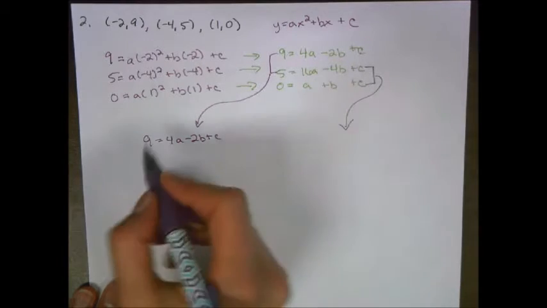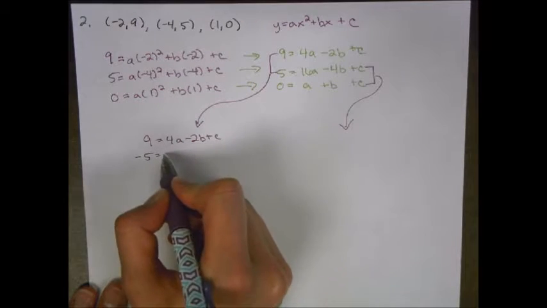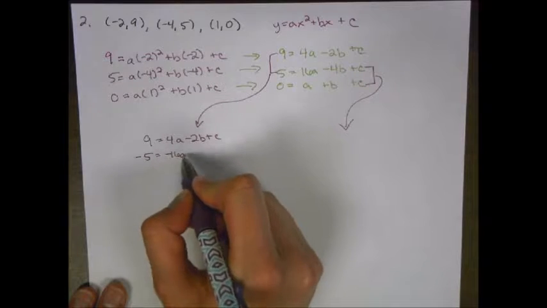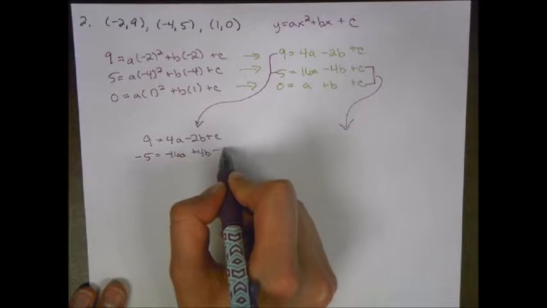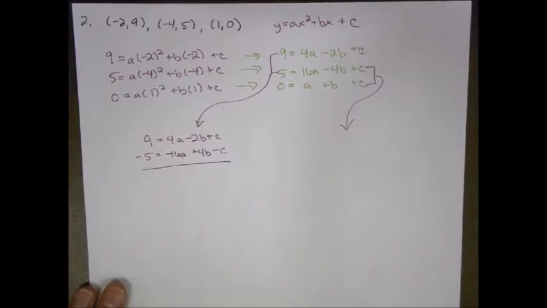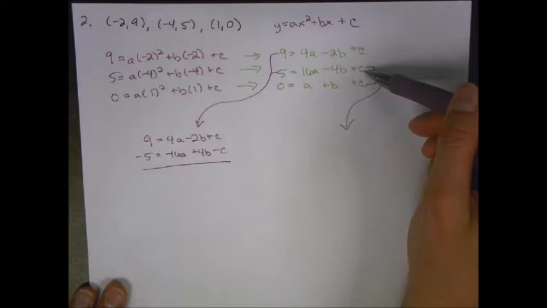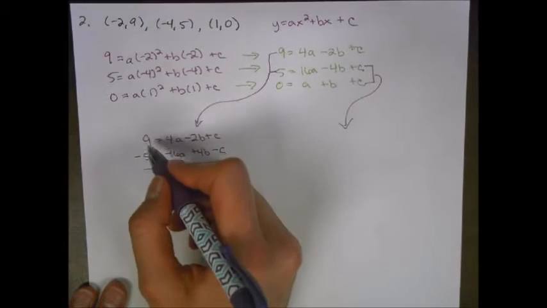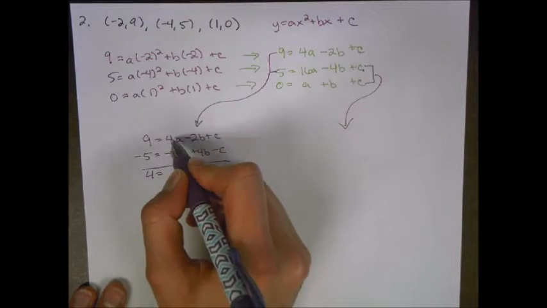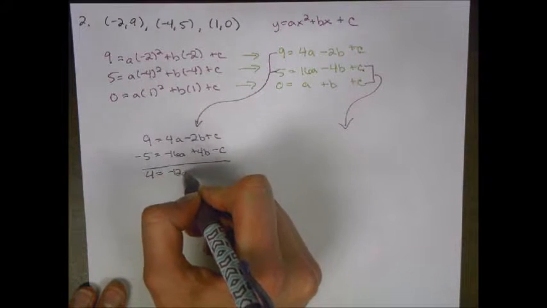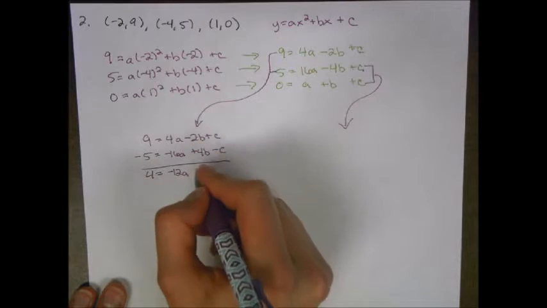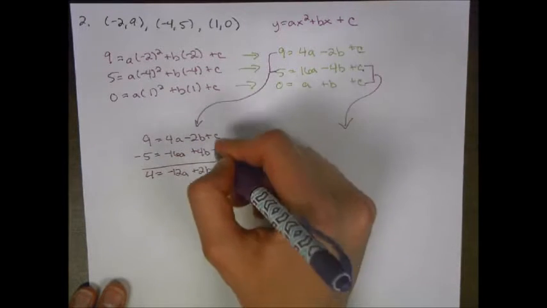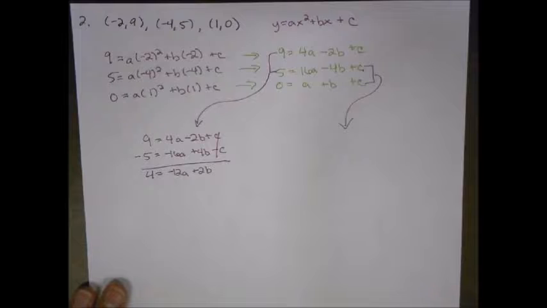This one I'm going to change. So I'm going to change it to negative 5 equals negative 16a plus 4b minus c. So I times the second equation by a negative. Let's combine. 9 minus 5 is 4. 4 minus 16 is negative 12a. 4 minus 2 is plus 2b. C minus c goes away.